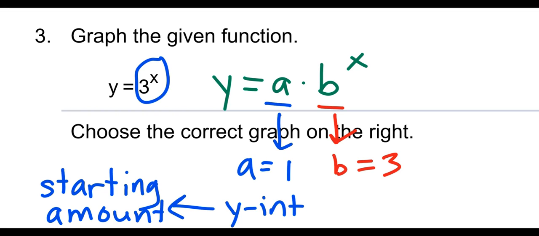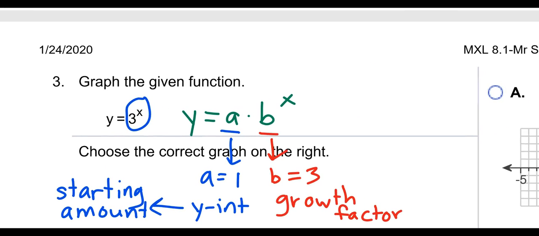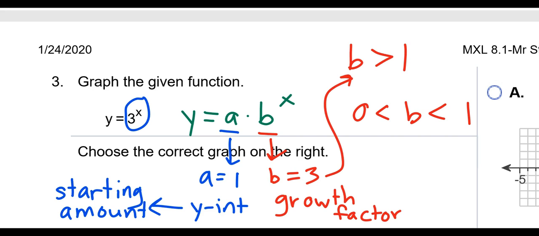Then over here we have what we call the growth factor. We talked about that yesterday. There are two different types: the type where it's above 1, and the type where it's between 0 and 1. Which case are we in for this situation? Would it be above 1? We are above 1, right? So would you call this situation growth or decay? This is definitely exponential growth.